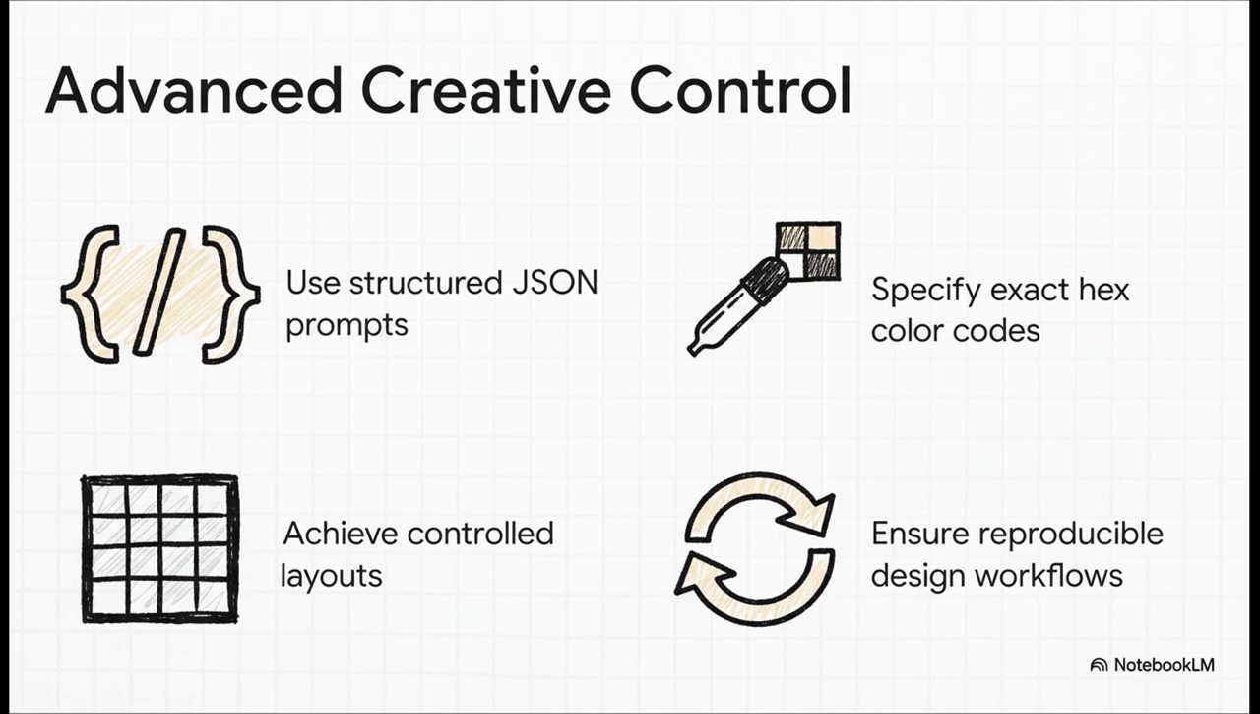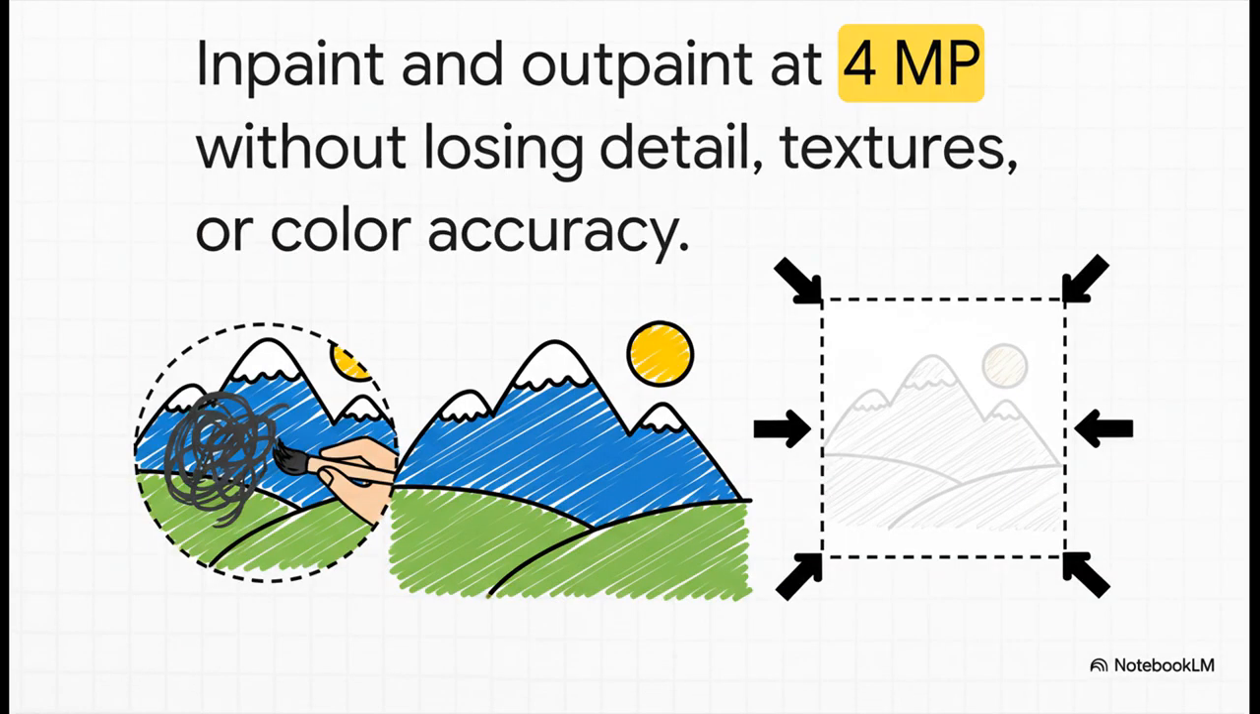This is the kind of granular control that professionals have been waiting for. You can use structured prompts for super specific requests. You can specify exact hex color codes to match brand guidelines perfectly. You can control layouts. It's all about getting that studio-level consistency every single time. And to top it all off, it's not just a one-and-done image generator. You can in-paint and out-paint at that full 4 megapixel resolution. That means you can go in and tweak, edit, and expand your images without losing any of that precious detail, texture, or color accuracy. It turns FLUX.2 into a complete creative suite.